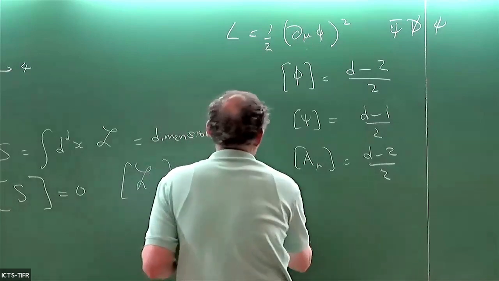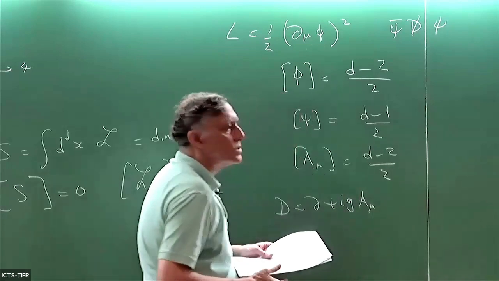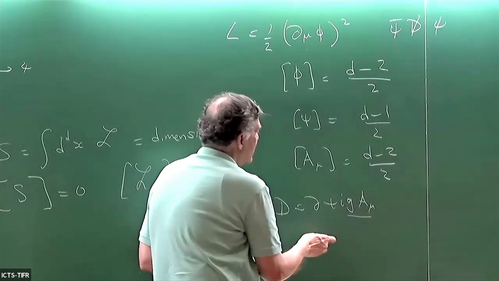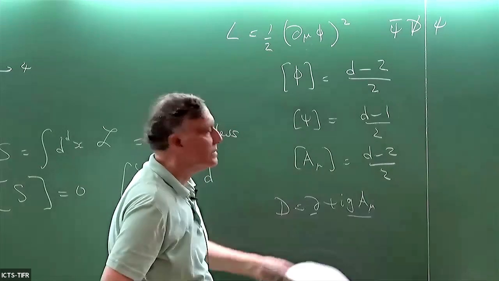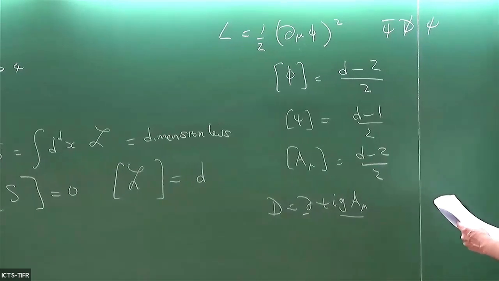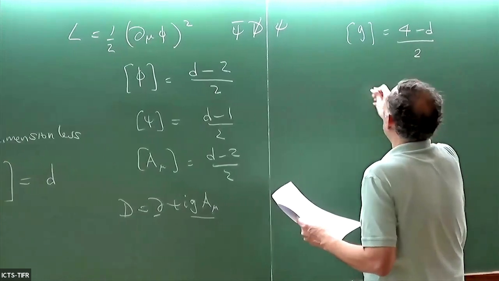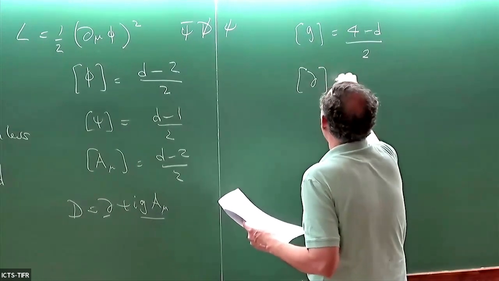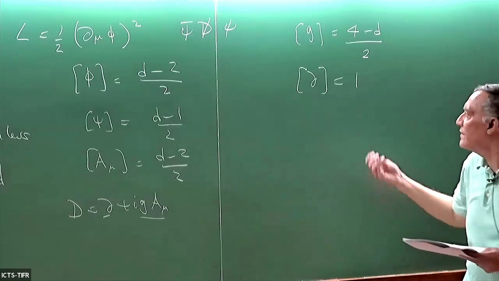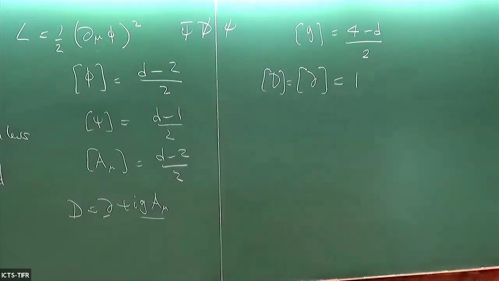And a covariant derivative is d plus i g A mu. So gA has to have the same dimension as a derivative so that you can add them together. And so a gauge coupling constant has dimension 4 minus d over 2. And of course, an ordinary derivative or a covariant derivative has dimension 1. You can use this to calculate the power counting for operators in arbitrary space-time dimension.